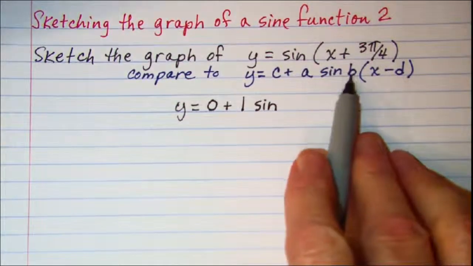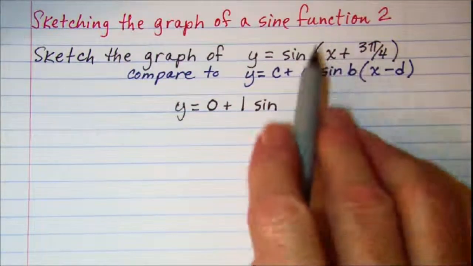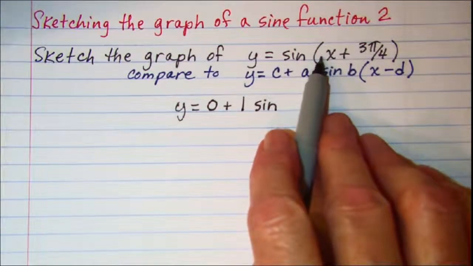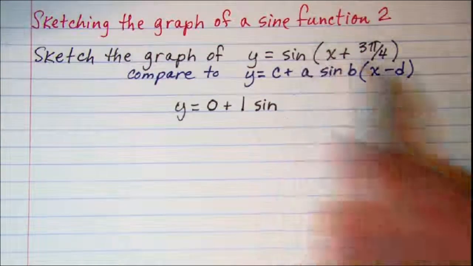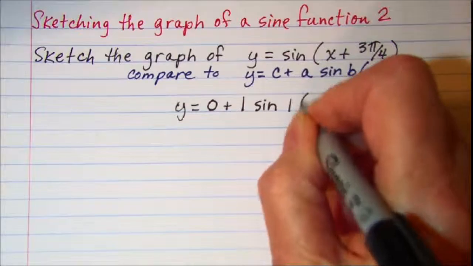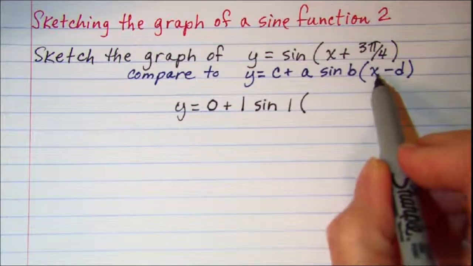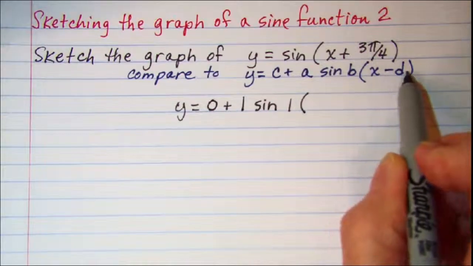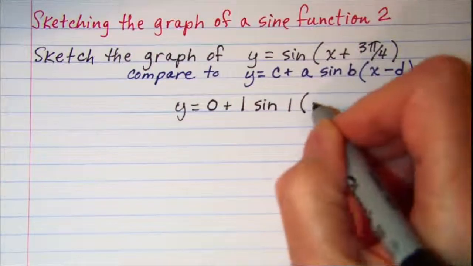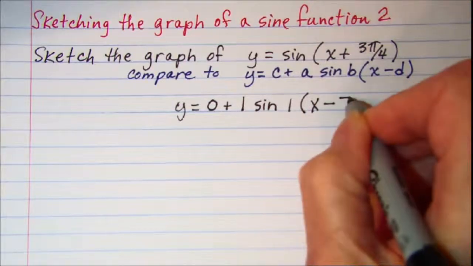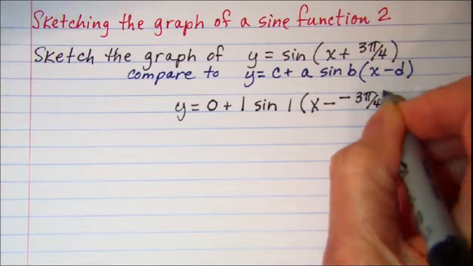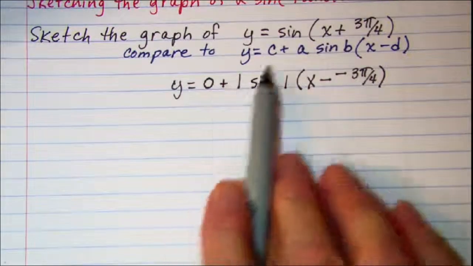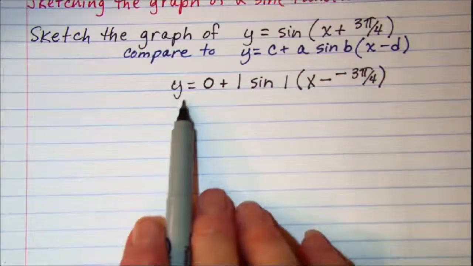And then the number multiplied by the parentheses. Notice I don't have a number other than 1 here multiplied by x. So I'm not going to need to factor out a b value. Since it's 1, I'll just write 1 here, and then open my parentheses. And then I need x subtract a value. So this will be the same then as x subtract a negative, and then 3 pi over 4. So this will give me values for each of these variables that I'll need for graphing.